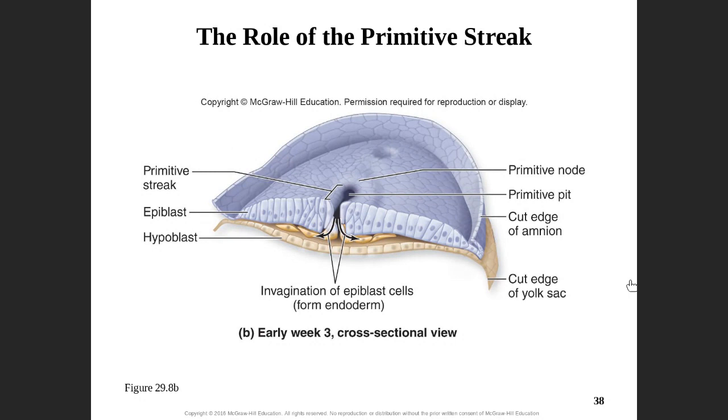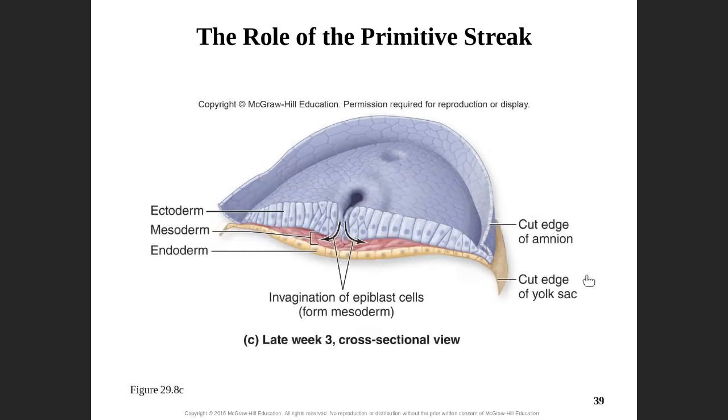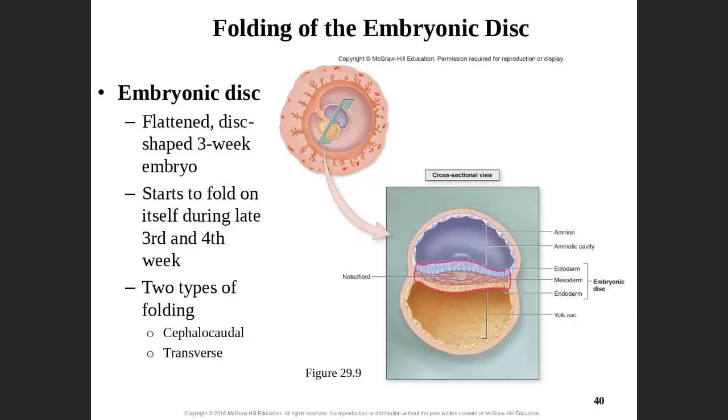When we're done, you can see we now have our ectoderm on top, our mesoderm in the middle, and our endoderm on the bottom. There's a cavity up above, which is the amniotic cavity, and down below is another cavity, which is our yolk sac. So let's look closer.